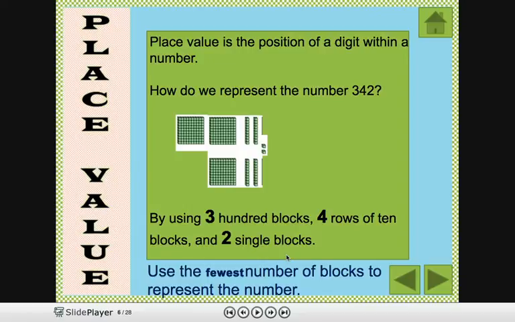Okay, so when we're lining up multiplication problems, we want to pay attention to place value. These blocks right here represent 342. We have 2 ones blocks to represent the ones place. We have 4 tens blocks to represent the tens place. And we have 3 hundreds blocks that represent the hundreds place. So 300, 40, and 2.